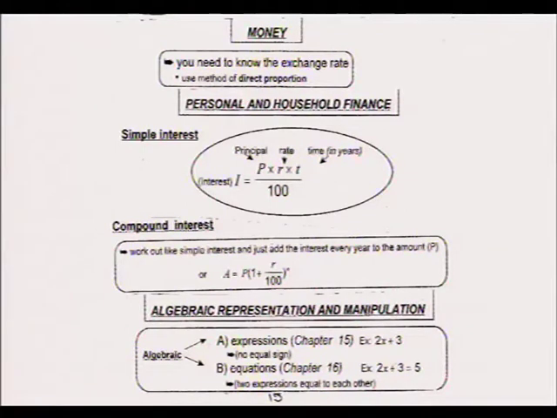Then we have representation and manipulation. Expressions. There are some examples. That's an expression if it's only 2x plus 3. When you have an equation, there is an equal sign. For example, 2x plus 3 is equal to 5.